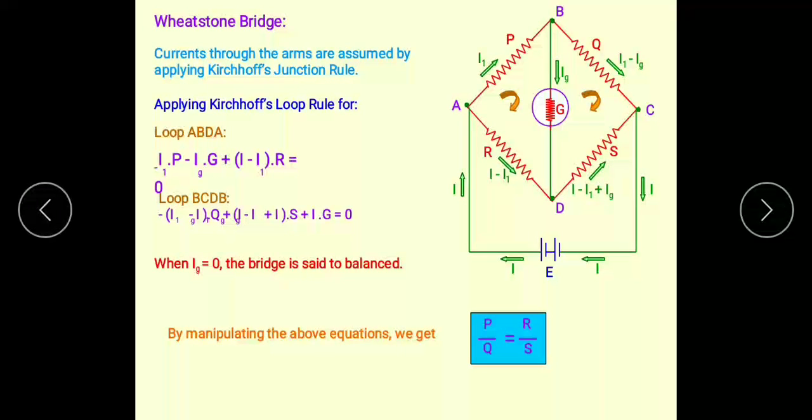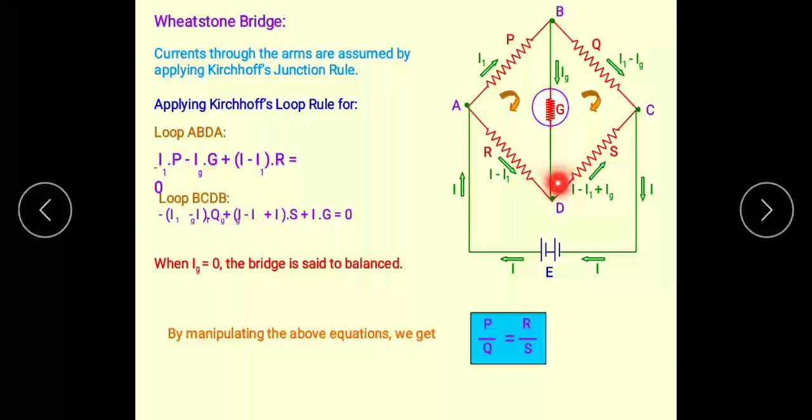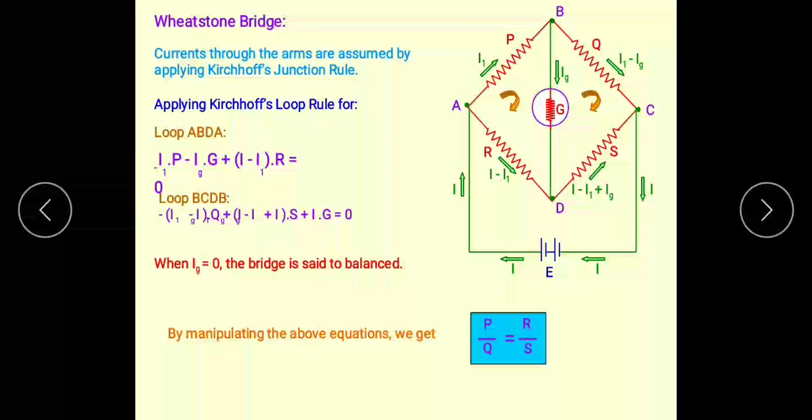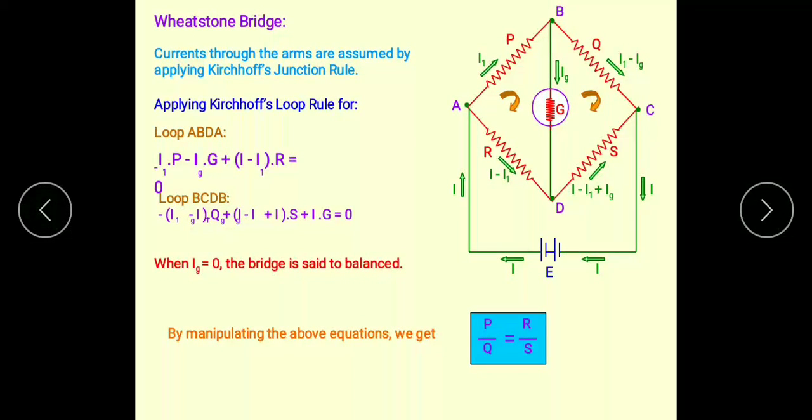Now here also, our calculation direction is B to D and the current direction is also B to D, because Ig is flowing B to D. Both are in the same direction, so we will take the potential difference negative. Here also the potential difference is the product of current and resistance, so the potential difference will be Ig dot G, and it will be negative.